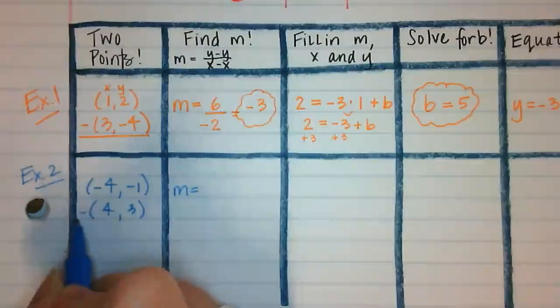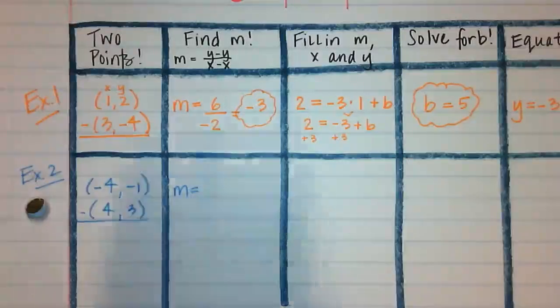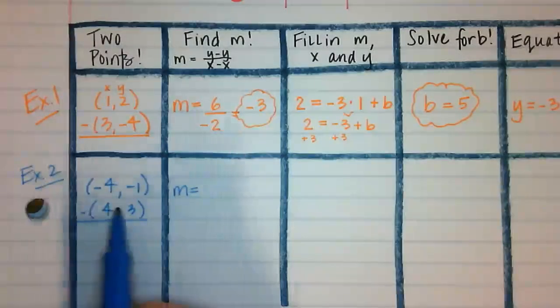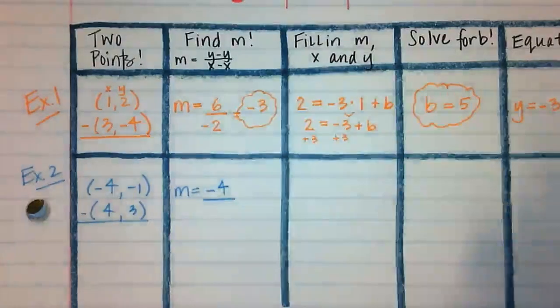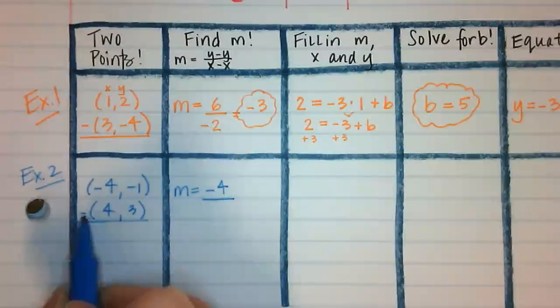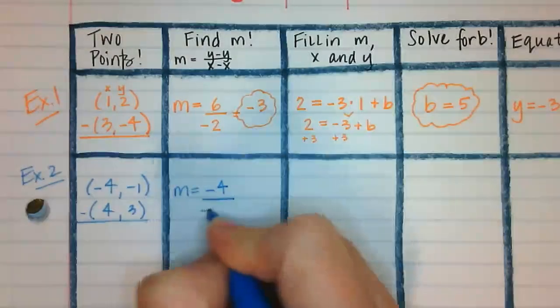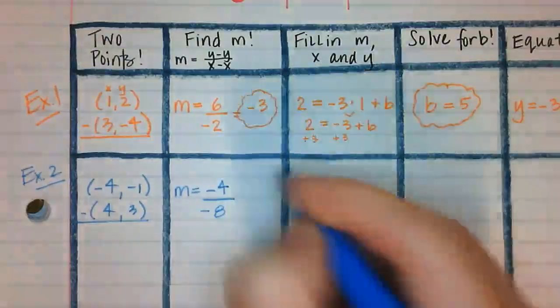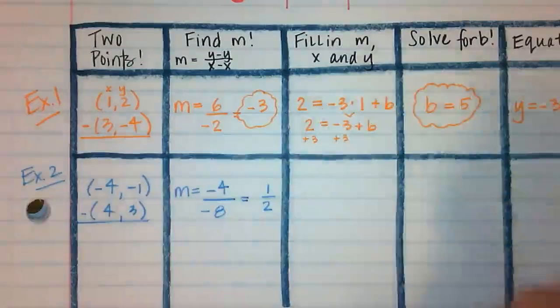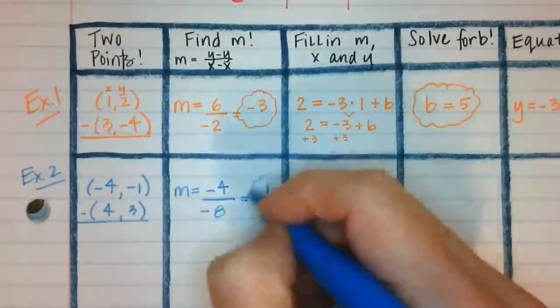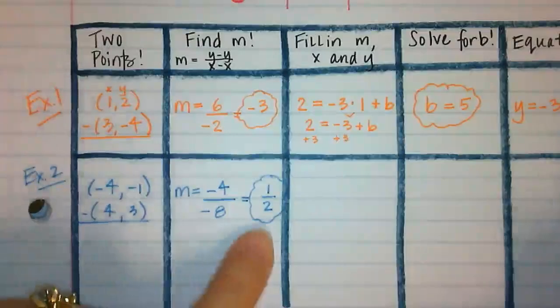First thing we have to do is use these 2 points to find the slope. In order to get the slope, we need to come over here and subtract. So -1 minus 3 would be -4. -4 minus 4 will be -8. And we can reduce that to be a positive 1/2. So now we know that the m is 1/2.